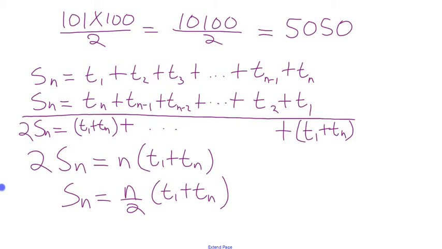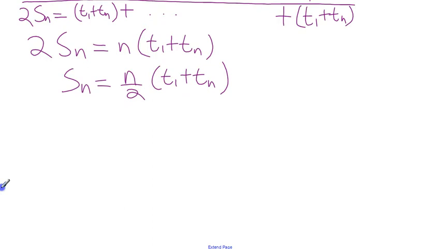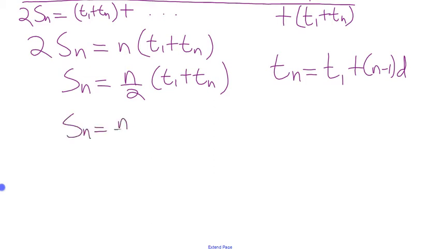Now, there's also an alternate form that we can go with, because we know what T sub n equals. It goes back to Thursday, right? What's T sub n equal to? T1 plus n minus 1 times d. So what can we do then? We could say S sub n is n over 2 times T1 plus, now what am I going to write? N minus 1 times d.